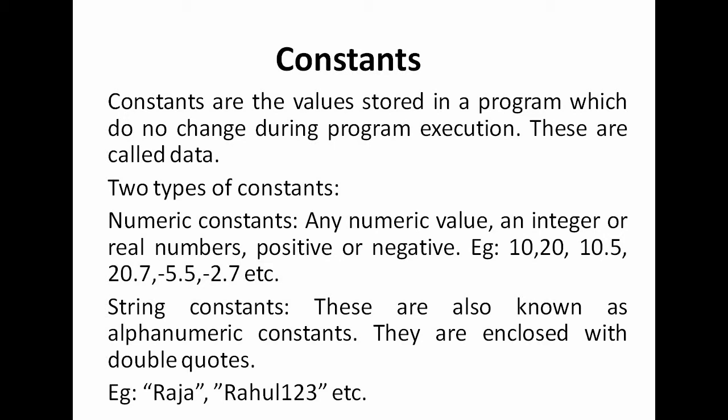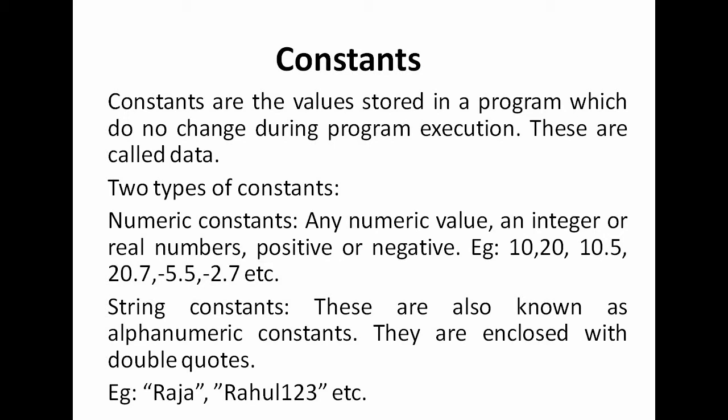For example, here my name, RAJA, which is under double quotation. The name Raja is a fixed value. That is why we call it a string constant. It is a string, a collection of characters. String means a collection of characters. RAJA, a collection of characters enclosed with double quotations. So it forms a string constant.